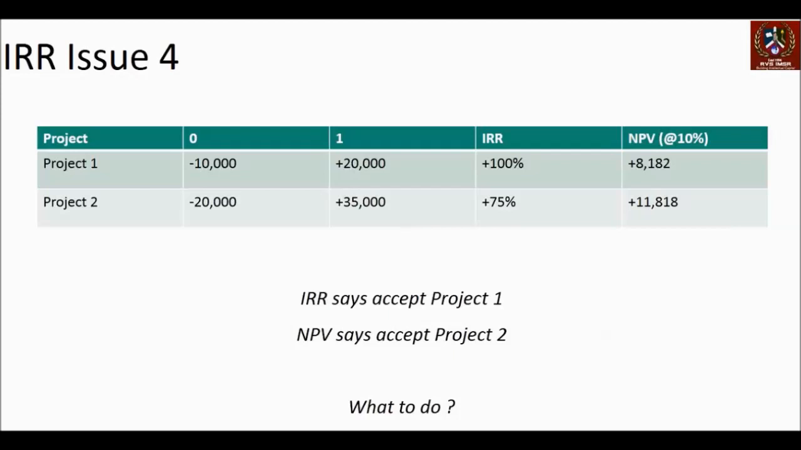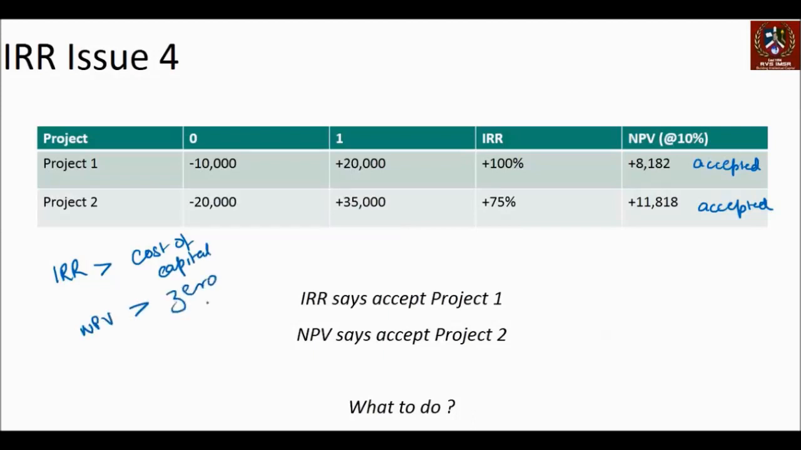You look at project 1, which says IRR is positive at 100% and NPV is also positive. So technically this project should be accepted. And let's say you look at project 2, IRR is 75% and NPV is 10%. This should also be accepted because both rules are being met: IRR greater than cost of capital and NPV greater than 0.